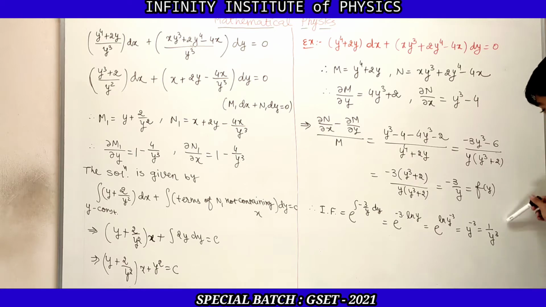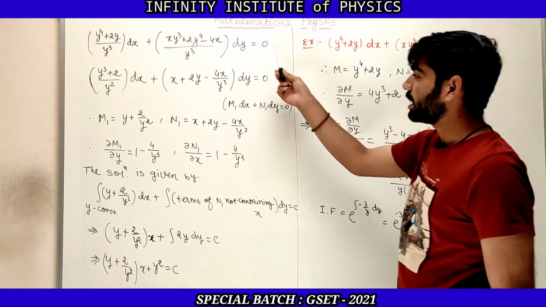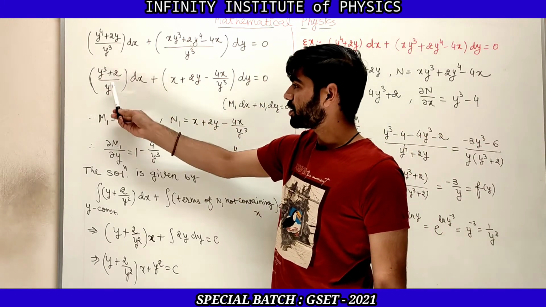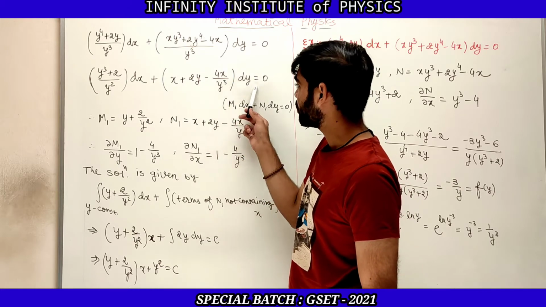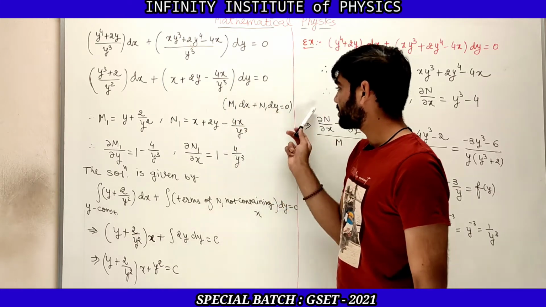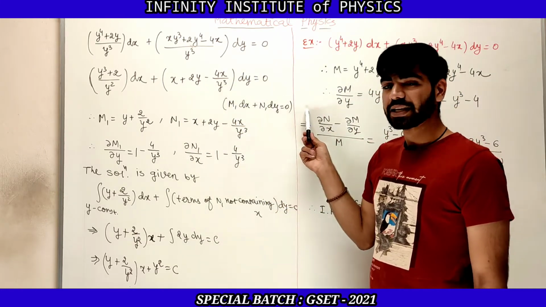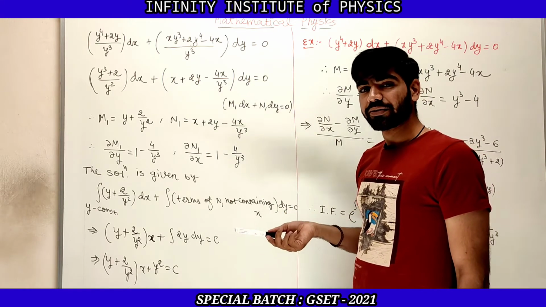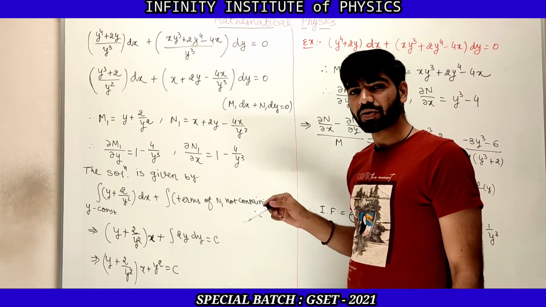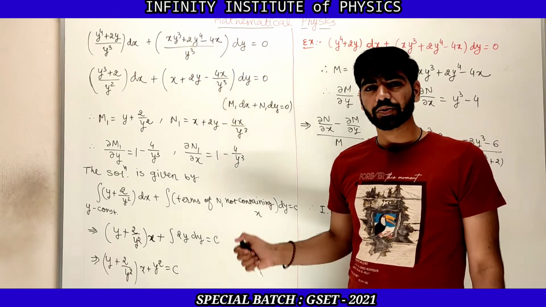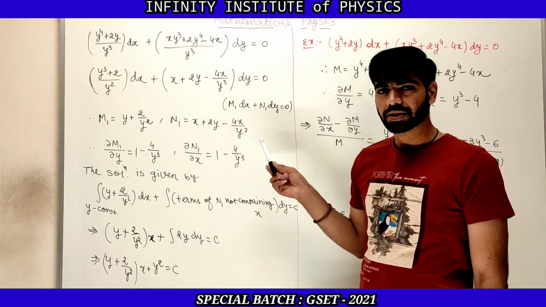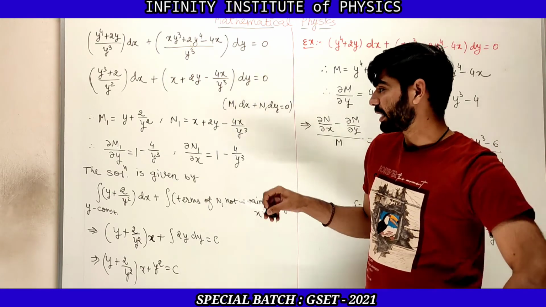Now let us multiply the given differential equation by 1 by y cube. Then it will be converted to y cube plus 2 by y square dx plus x plus 2y minus 4x by y cube dy, which is 0. You can consider it as M1 dx plus N1 dy is 0. And now we need to check whether this equation is exact or not. Most of the time it will be exact, so there is no need to check, but right now we are just checking for our clarification.